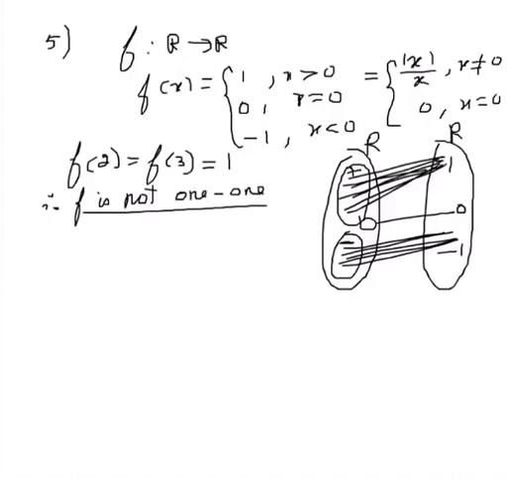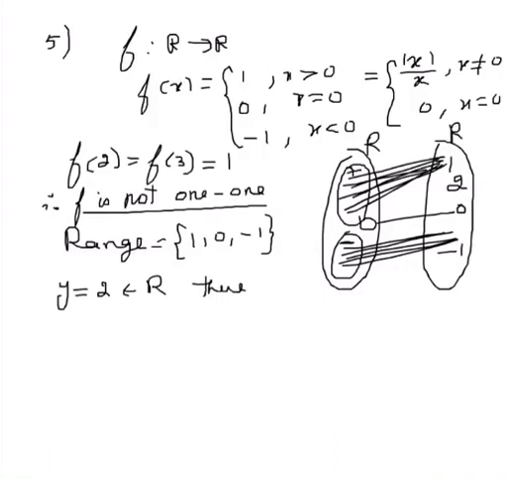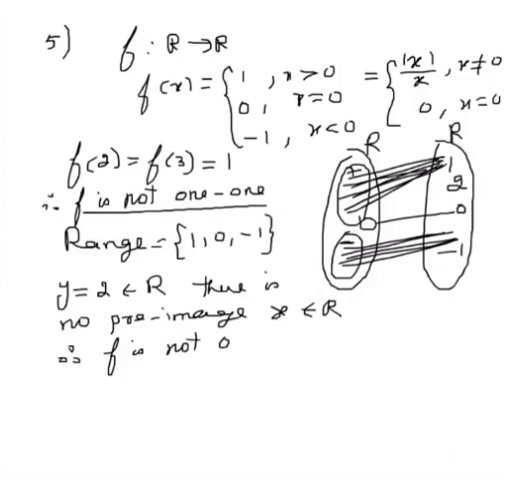Okay, now let us check whether it is onto or not. The range of this function is 1, 0, minus 1. Only 3 answers it can have. For other real values, for example, if I take 2 from the second set, the codomain, we don't have a pre-image. So y is equal to 2 belonging to the second set. For this element, there is no pre-image x belonging to R. Therefore, f is not onto.